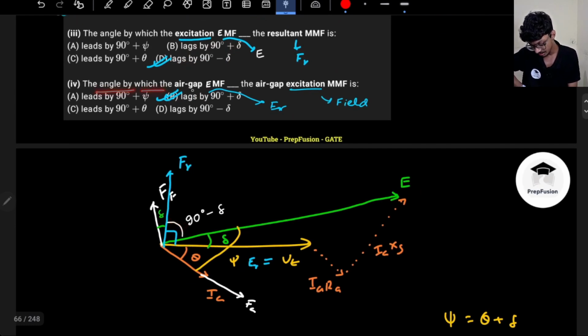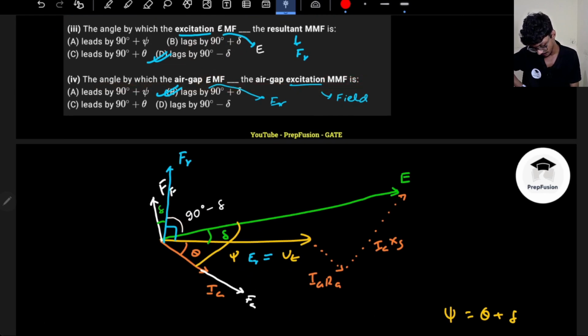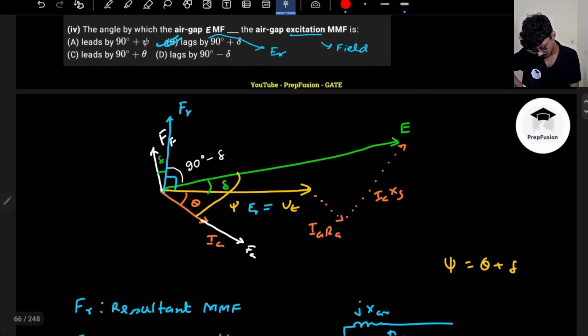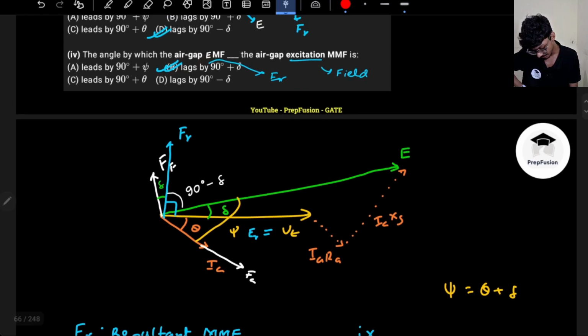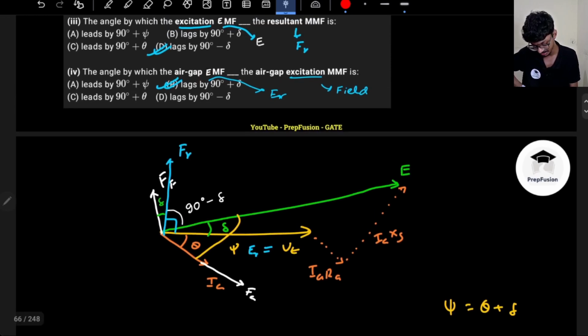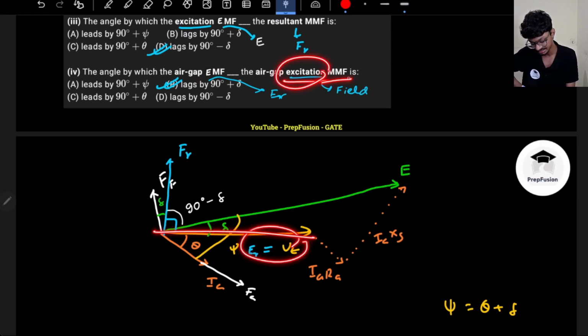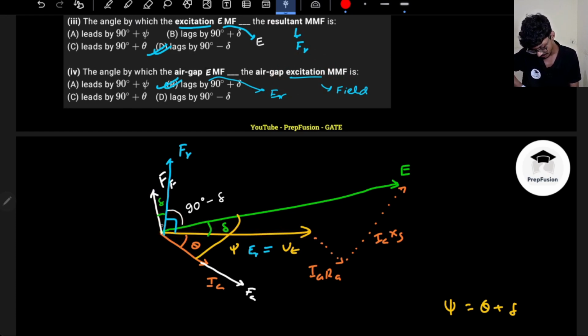The angle by which the air gap EMF... the air gap excitation MMF. Okay, so air gap EMF, if excitation is not present, that basically means they are talking about the resultant EMF, that is here. Okay, and the air gap excitation MMF is here. So they are asking me the angle between this and this. So what will be this angle? This angle will be simply, this is 90, right, and this is delta. So 90 plus delta, lags by 90 plus delta.